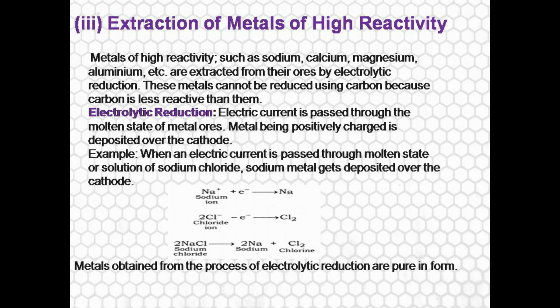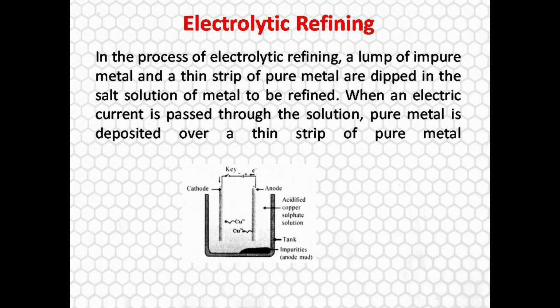Here comes the extraction of metals of high reactivity. The metals of high reactivity such as sodium, calcium, etc. are extracted from their ores into the pure metal by electrolytic reduction. The process of electrolytic reduction is as follows. Electric current is passed through the molten state of metal ores, not the solid state but the molten state. Metal being positively charged is deposited over the cathode, and impurities belonging to the negative charge are deposited at the anode. For example, electric current is passed through the molten state or solution of sodium chloride. Then sodium is deposited over the cathode and impurities at the anode.